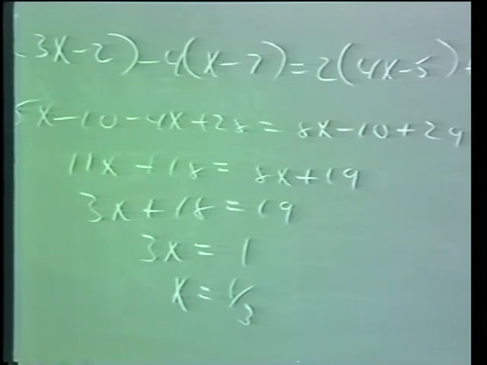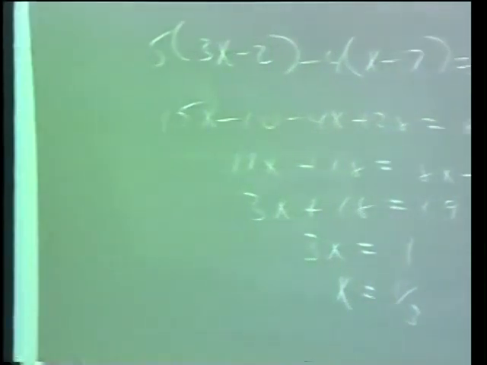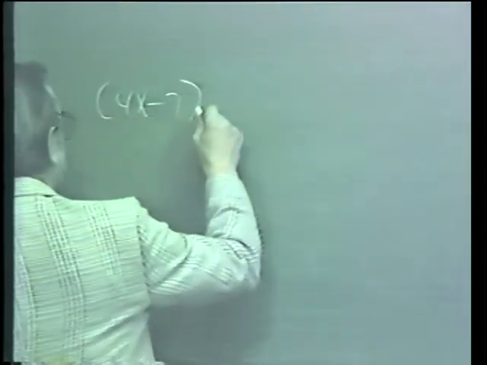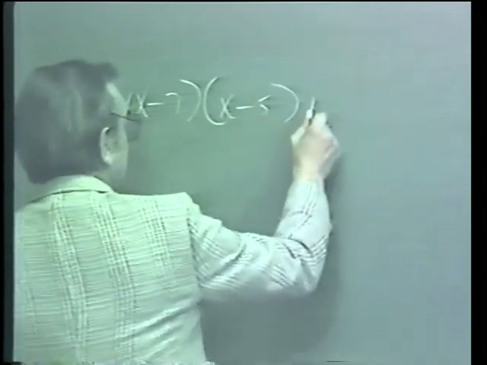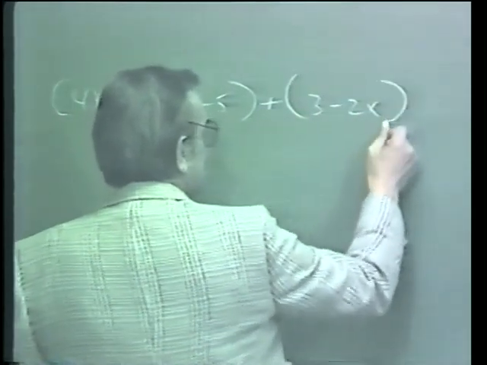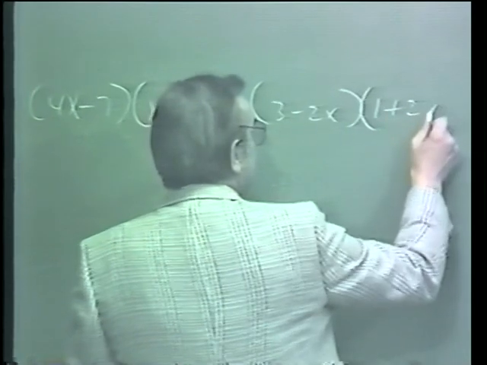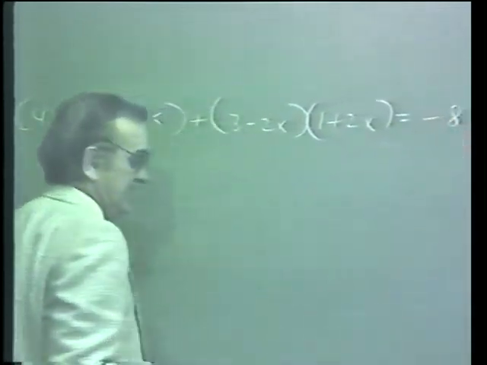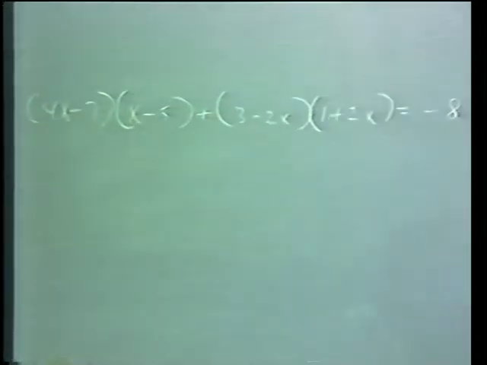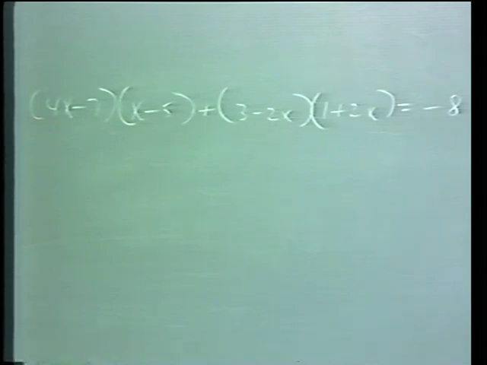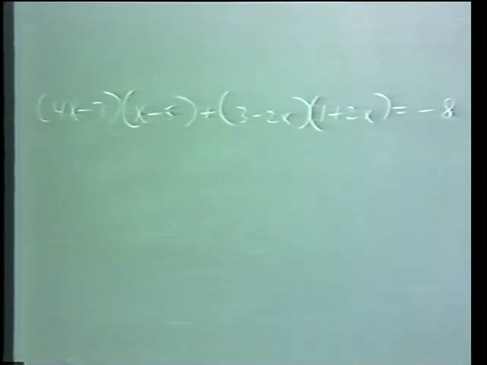Let's try this one. The quantity 4x minus 7 times the quantity x minus 5 plus the quantity 3 minus 2x times the quantity 1 plus 2x is equal to negative 8. I'll repeat that. The quantity 4x minus 7 times the quantity x minus 5 plus the quantity 3 minus 2x times the quantity 1 plus 2x equal negative 8.